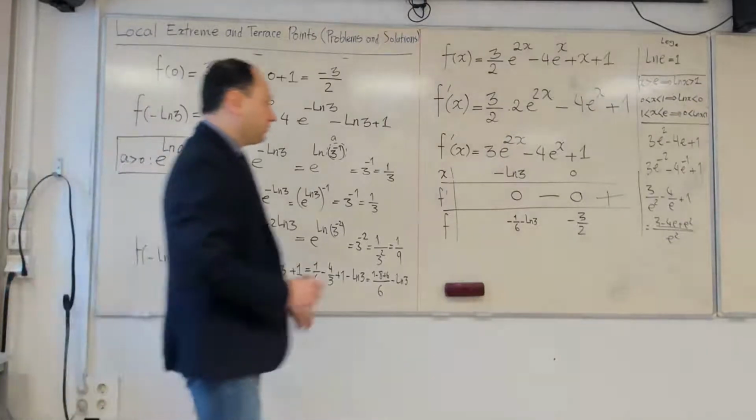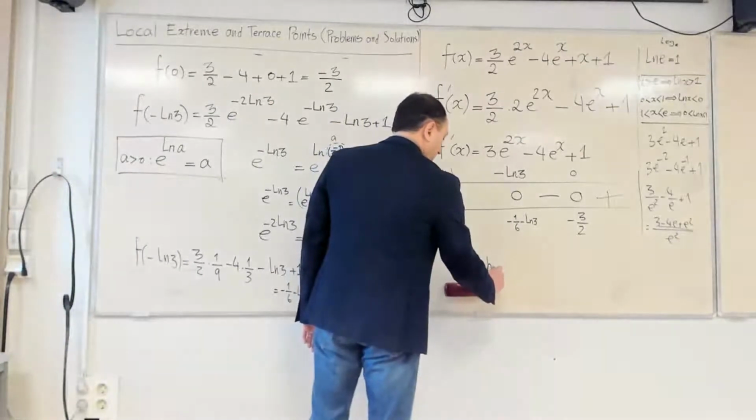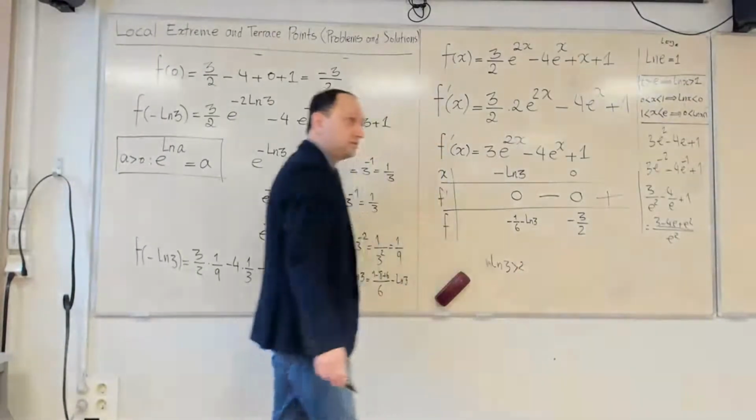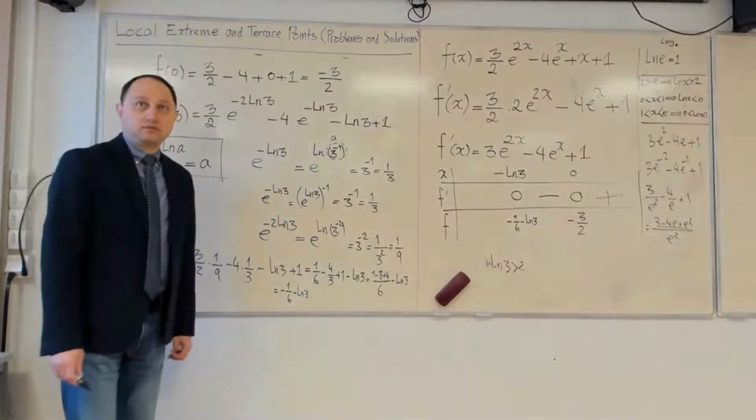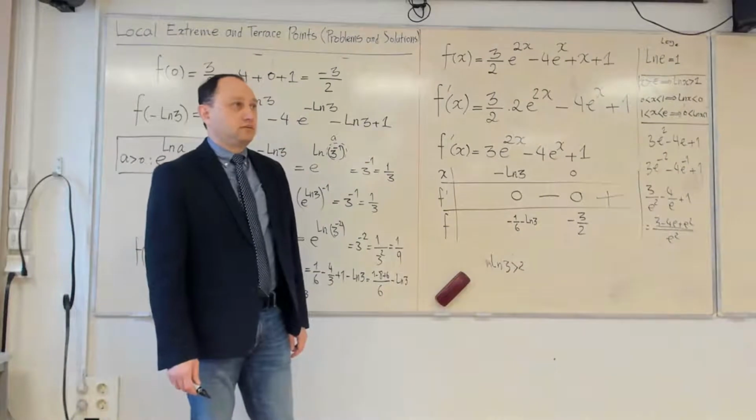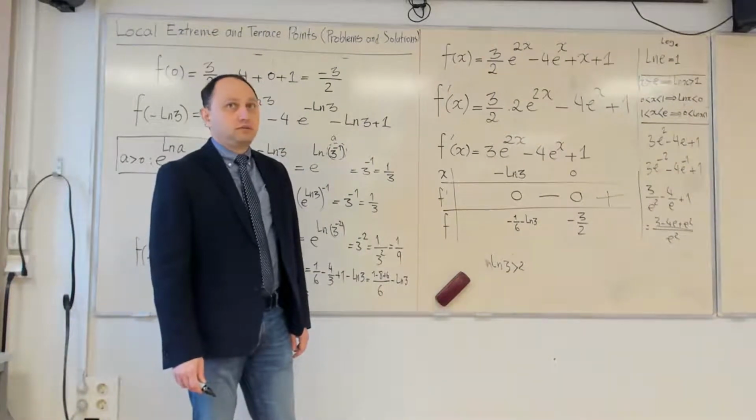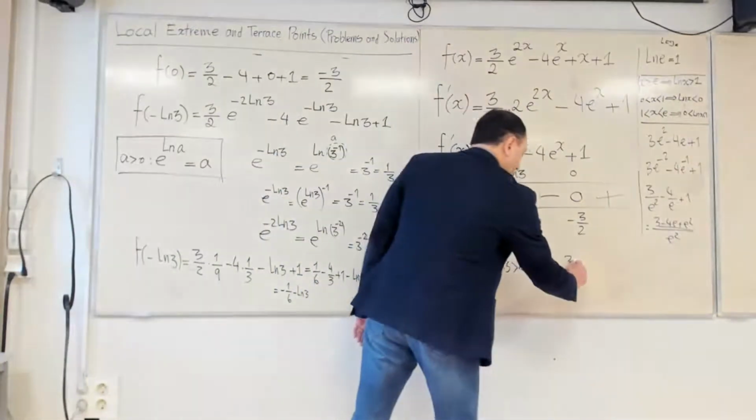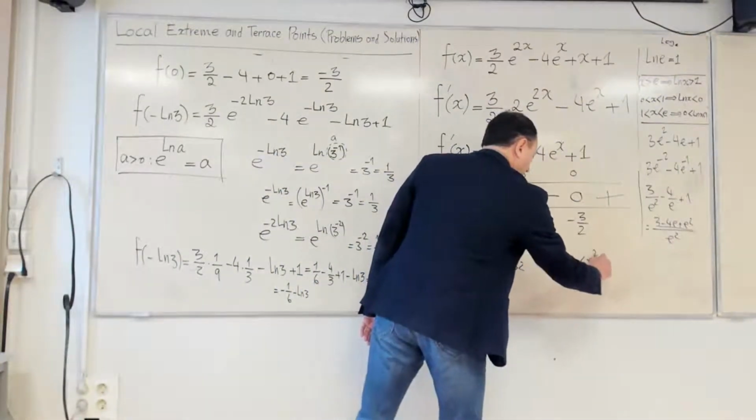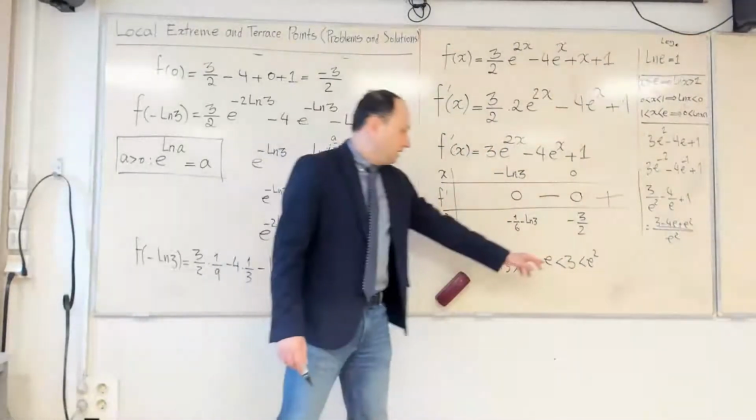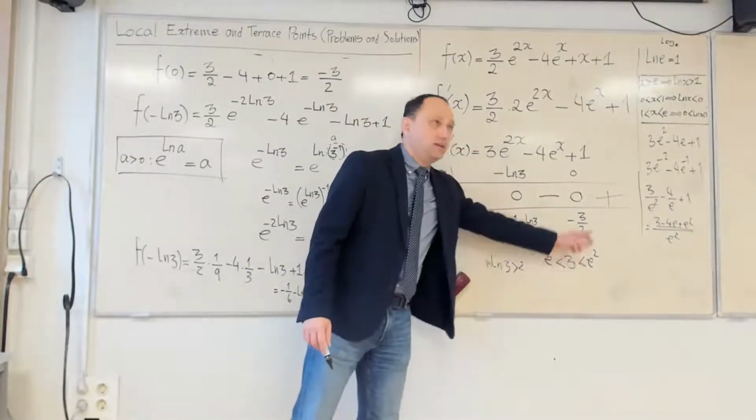So let me ask you, is ln of 3 greater than 2 or not? Do you think ln of 3 should be greater than 2 or not? Do you understand how you should see the problem? Because 3, let me write. Do you agree that 3 is between these two values? 3 is between e and e squared.